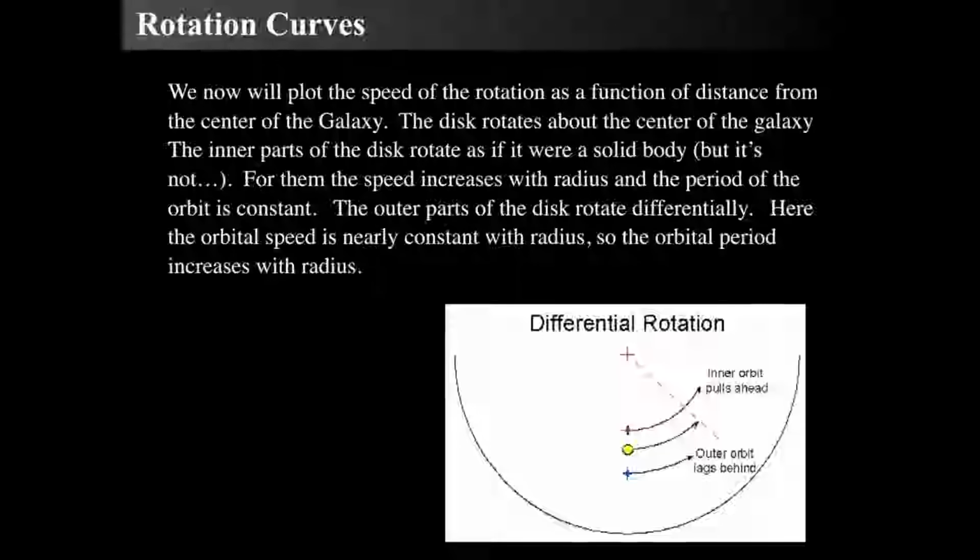The Milky Way is not a solid body at all under any circumstances. So what we have is that, for that portion of it, the speed increases with radius, and the period of the orbit is roughly constant because everything is going around at the same rate, like a disk. But the outer parts rotate differentially, meaning as you go further and further out, their orbital speed is roughly constant. The speed is roughly constant, but the orbital period therefore increases. So one thing lags behind another thing.